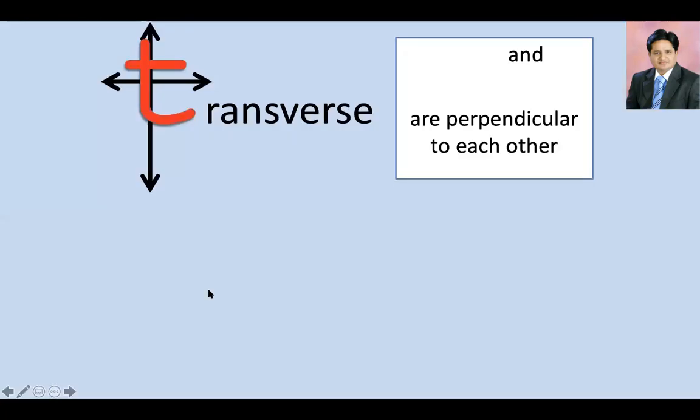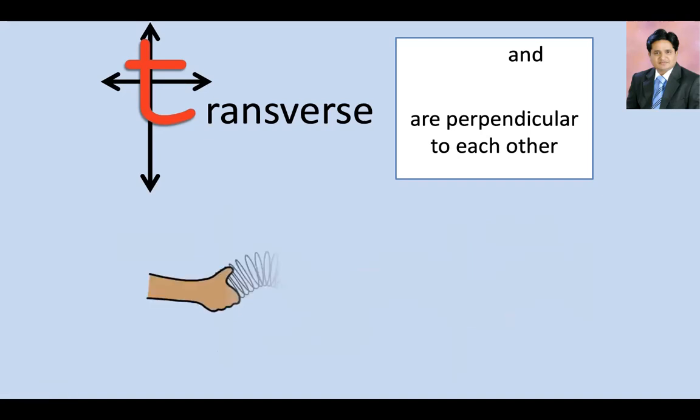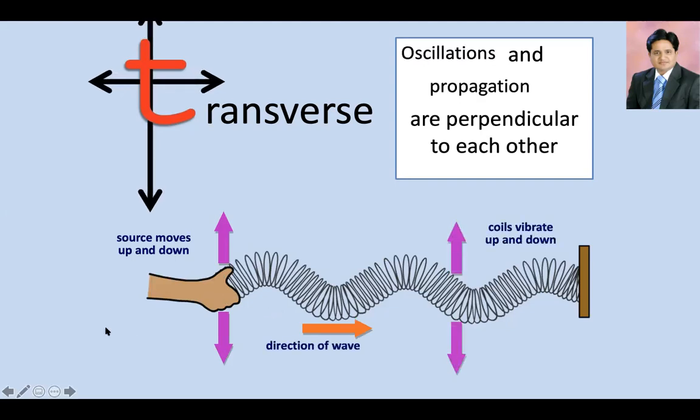Now let's try to understand what happens in a transverse wave. Look here, what is happening? The particles move up and down and the energy moves forward. In the case of a transverse wave, the particles are moving up and down, perpendicular to the direction of transfer of energy.